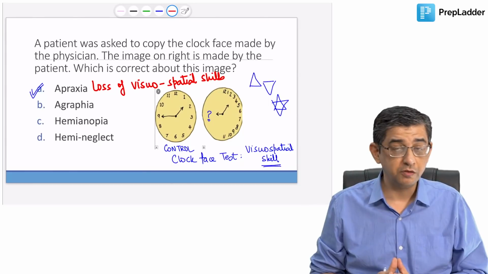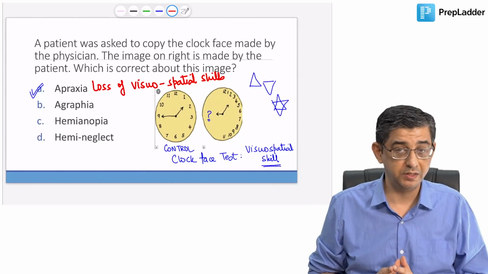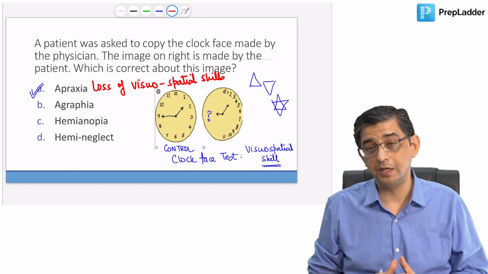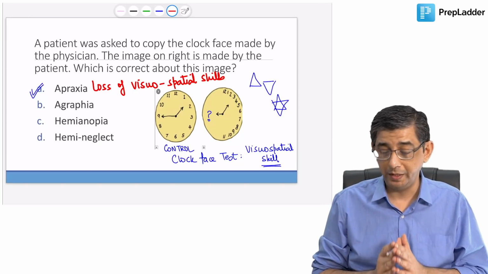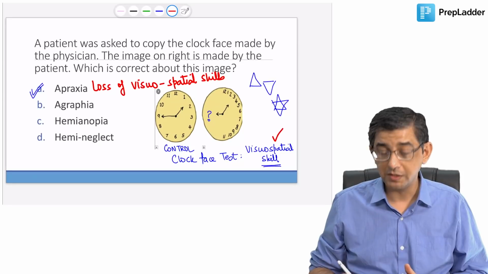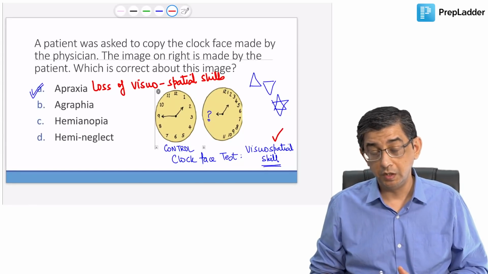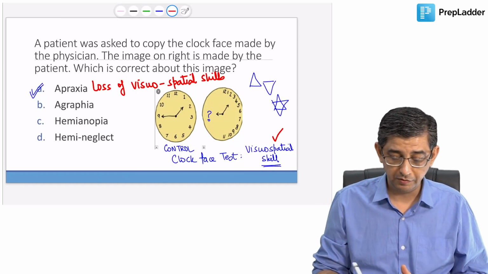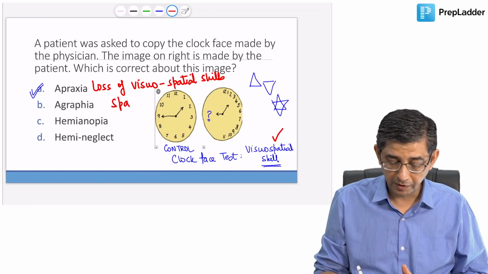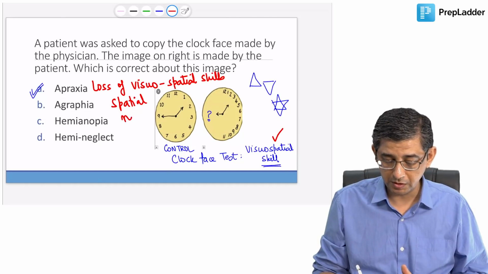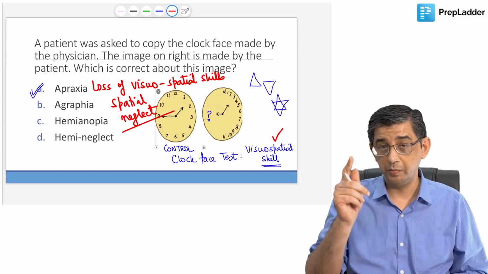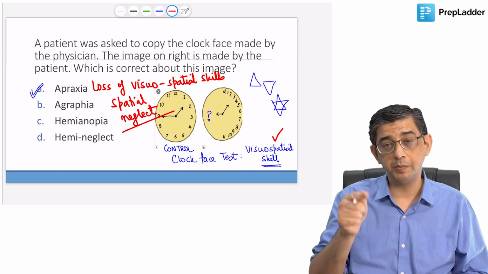The message is clock face test can be done in patients of Alzheimer's disease, Huntington's disease. Any patient with neurological illness can be subjected to a clock face test to mainly evaluate what we call as spatial skills. Even if you Google about it, no, it will use the word spatial neglect. I highlight the fact, instead of writing the word apraxia or loss of visuospatial skills, a lot of internet articles will say spatial neglect.